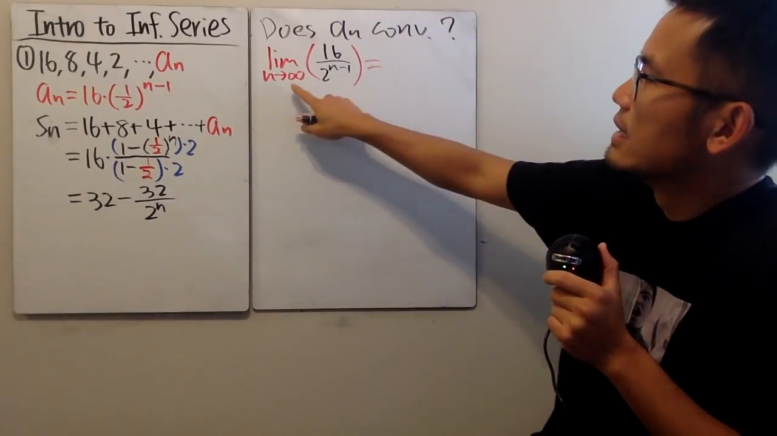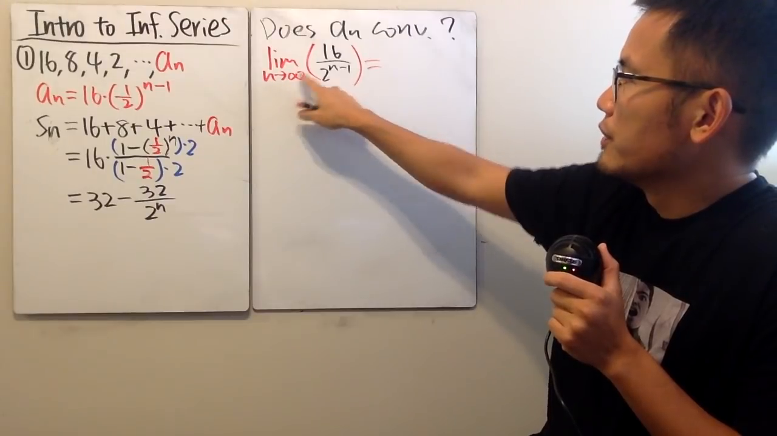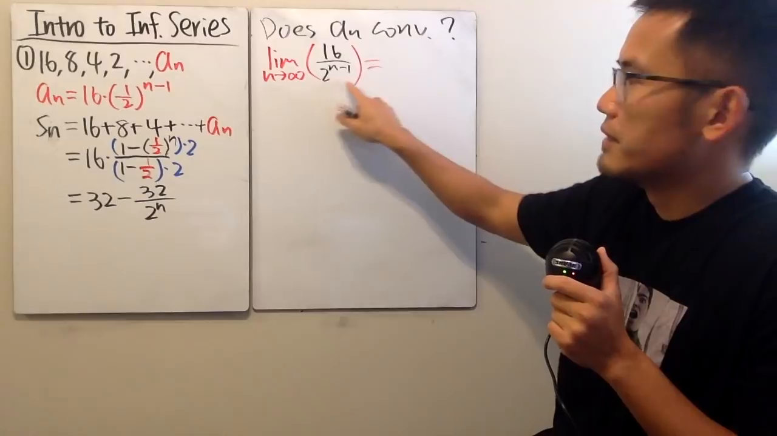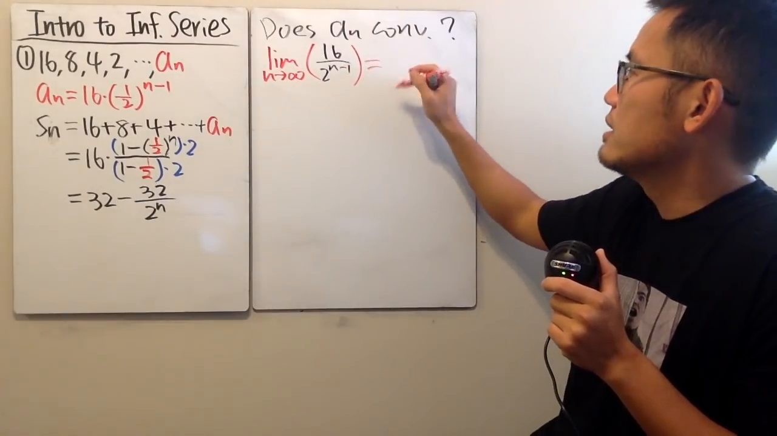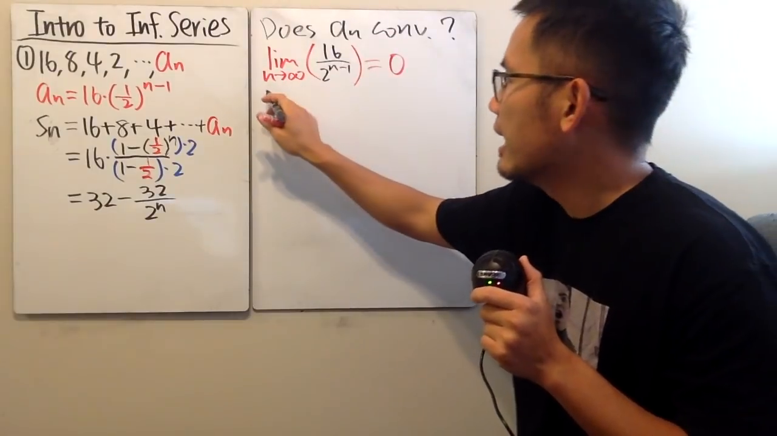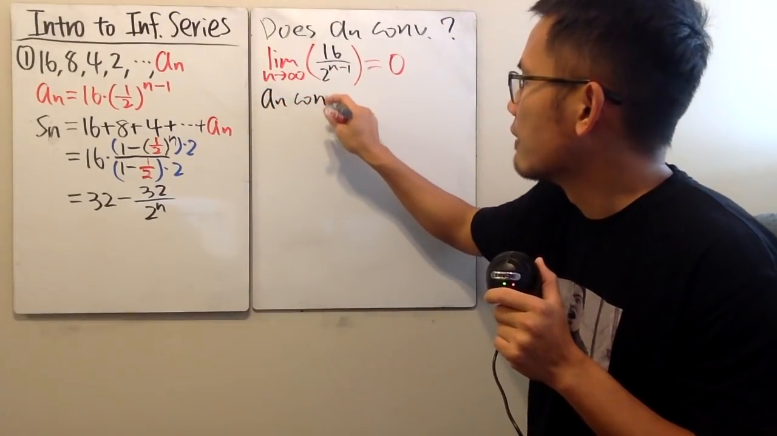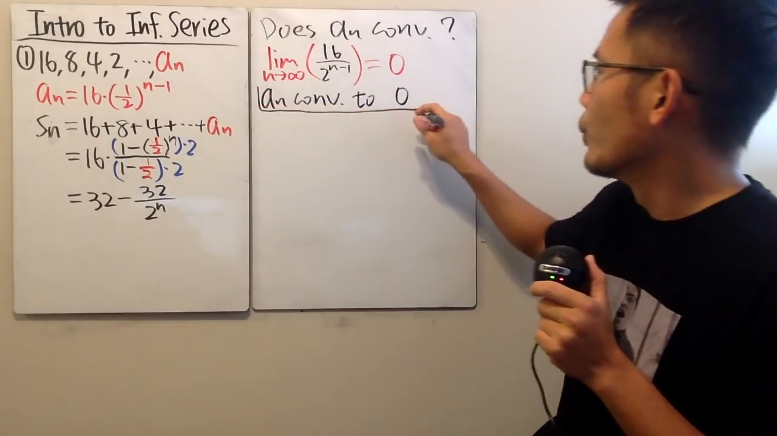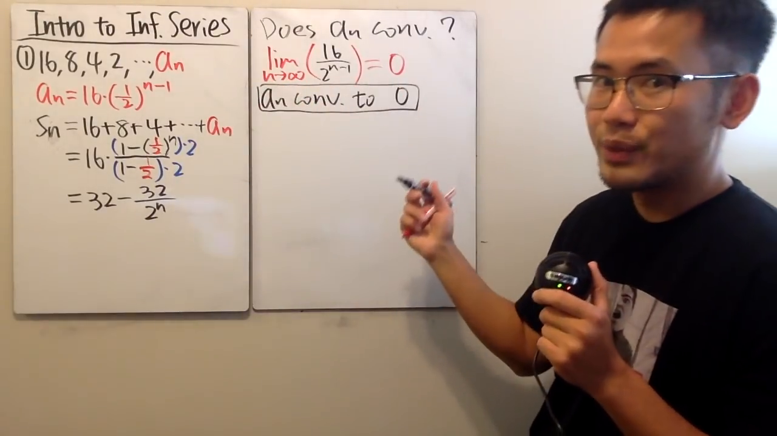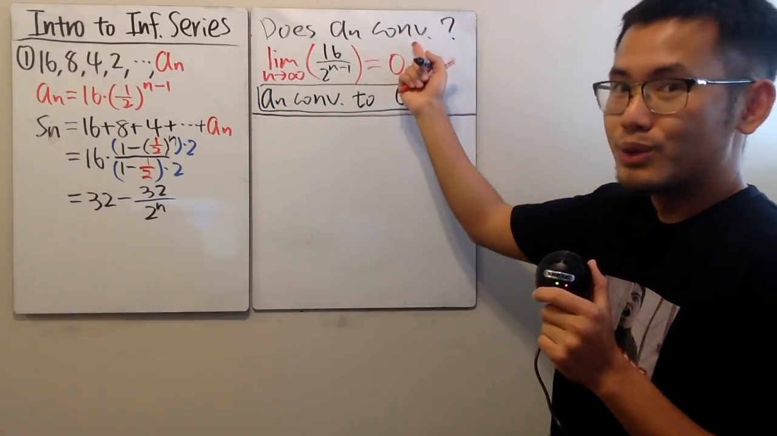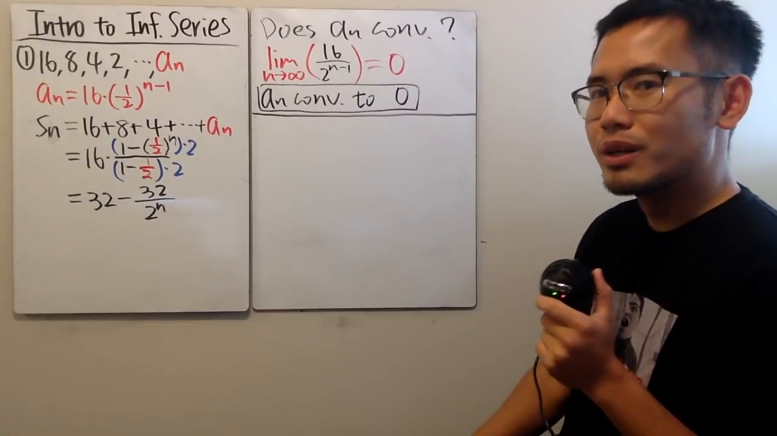Then we see that right here, I can just put infinity in, and 2 to the infinity minus 1 is going to be infinity. 16 over infinity, that will be 0. And after this, we can say an does converge, and it converges to 0. And we are done. Very nice. Now, again, we all note this right here, it's the keyword converge.